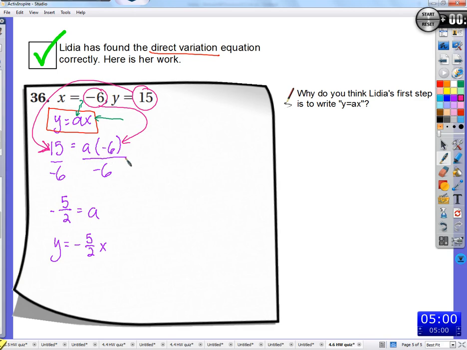So we divide both sides by negative 6, divide 15 by negative 6. We're saying, what do I multiply negative 6 by to get 15? And then we just simplify that fraction, negative 5 over 2. So a must be negative 5 over 2. So we put that right there.